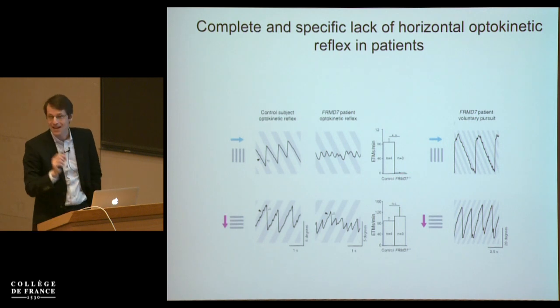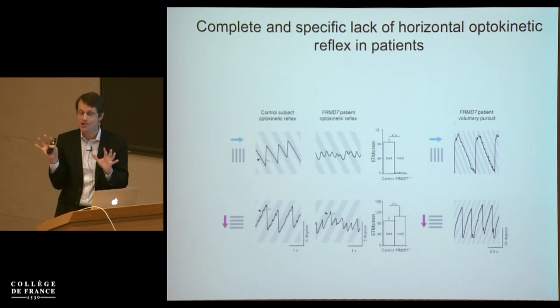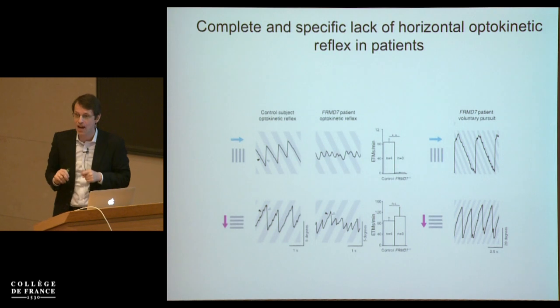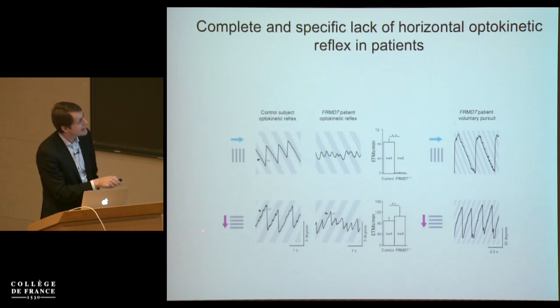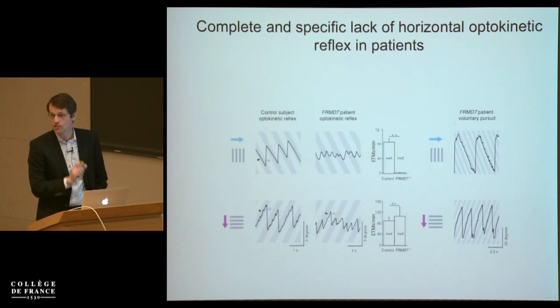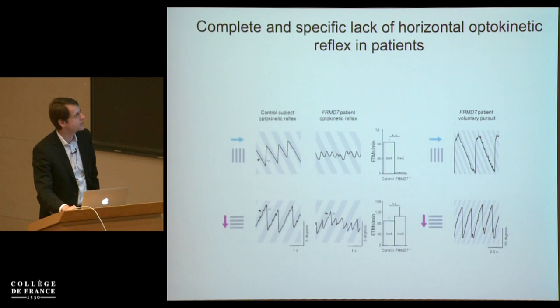It's zero. And the important point is that the same patients, when I tell them to follow the stripes, beautifully follow. So the reflex is not working, but the motor system is working. You can see here that in the vertical domain, everything is normal. So it's only the horizontal part.